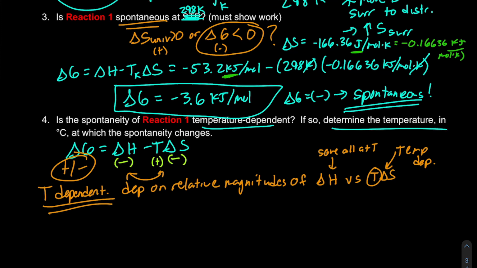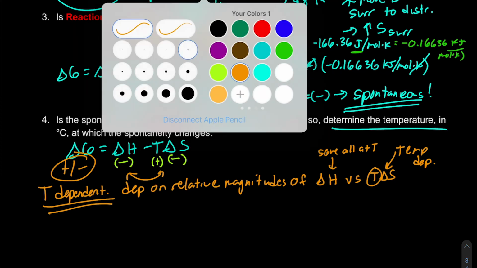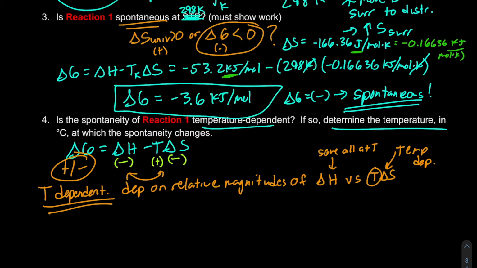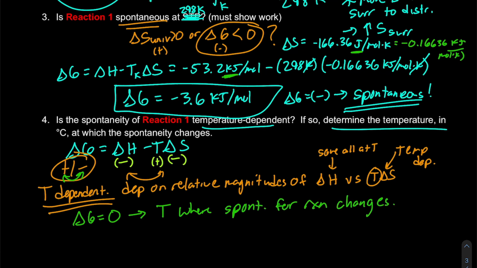Now what temperature does that occur at? If we're calculating the temperature that it possibly happens at, if we go from positive to negative or negative to positive, we have to go through delta G equals 0. So if we go from negative 0.001 to positive 0.001, we're going to go through a delta G value equal to 0. So when our delta G is 0, that tells us that would be the temperature where our spontaneity for the reaction changes. So maybe below a certain temperature it is spontaneous, or above a certain temperature it is spontaneous. That depends on the signs of our delta H and delta S.